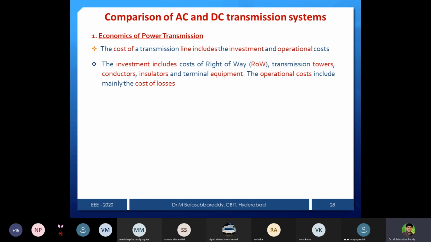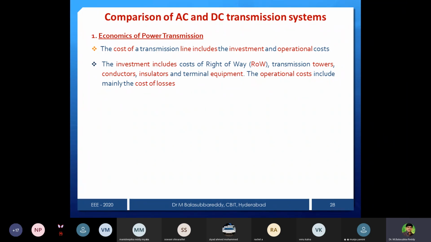Land is required. That is the right of way, ROW. So that is the land. And transmission towers, because these are all more or less fixed costs. We need to install transmission towers, and conductors are required: R, Y, B and neutral, all these things. Insulators are required, and terminal equipment, like that. Many parameters we need to consider for the investment.